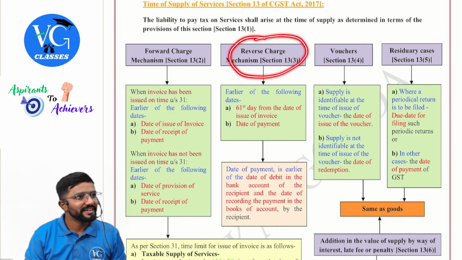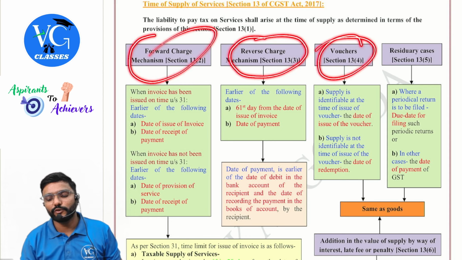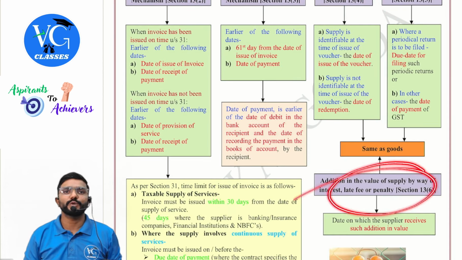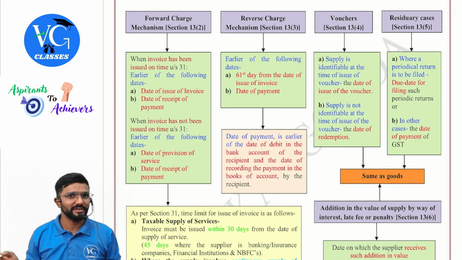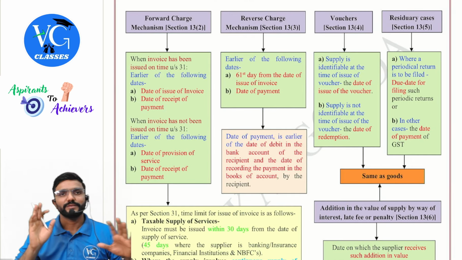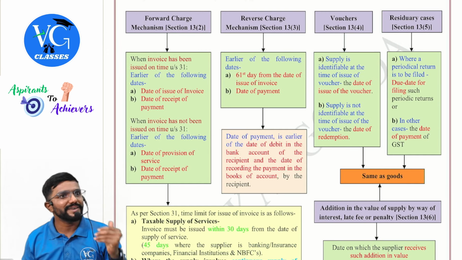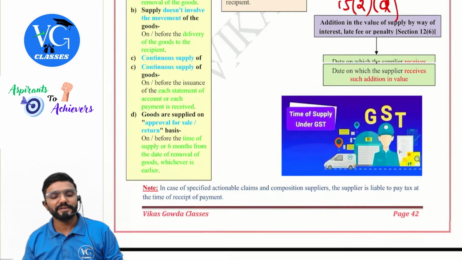These two you got now. Rest of the three sections are copy paste of goods. Subsection 4, 5 and 6 is copy paste of goods. Same to same, but here it is for services, and there it was for goods. Same to same provision. And guys, especially for forward and reverse charge, please be careful when you are studying.